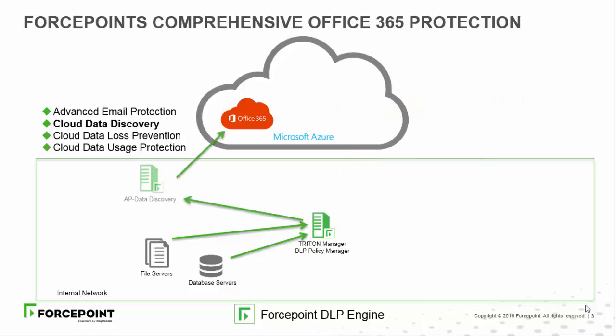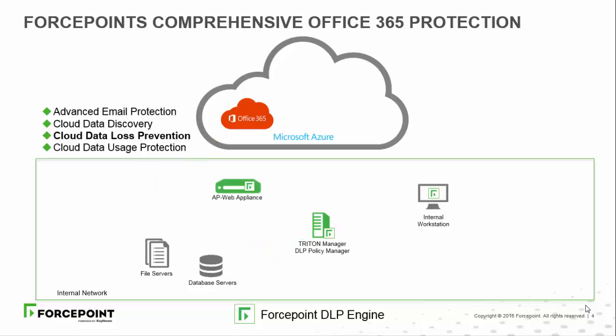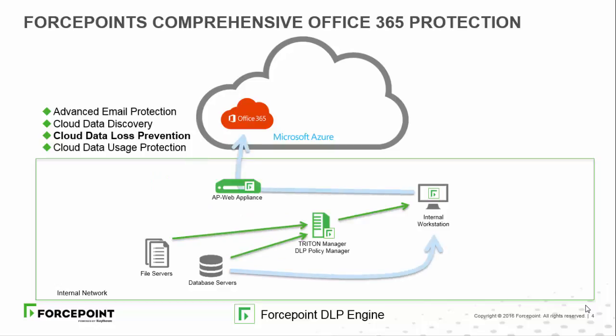Using those same policies, you can discover what sensitive data has already been moved to Office 365 using the Forcepoint AP Data Discovery technology that will crawl across all Office 365 applications to determine where your sensitive data is within the cloud. You again use those same policies to apply controls on your endpoints to protect against data loss and send the particular sensitive data as it moves to the cloud.